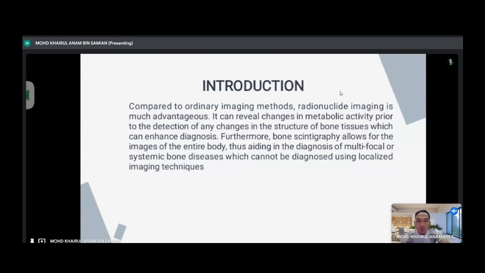Compared to ordinary imaging methods, radionuclide imaging is much advantageous. It can reveal changes in metabolic activity prior to the detection of any changes in the structure of bone tissue, which can enhance diagnosis. Furthermore, bone scintigraphy allows for the image of the entire body, thus aiding in the diagnosis of multifocal or systemic bone disease, which cannot be diagnosed using localized imaging techniques.